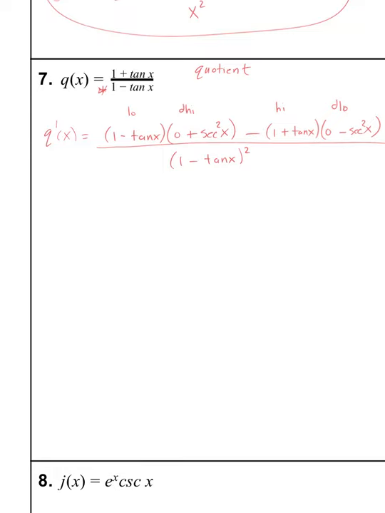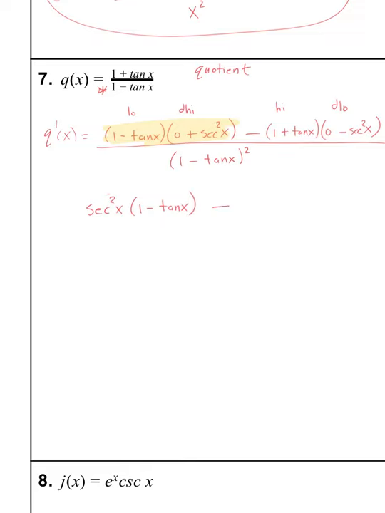Now, to simplify this, I'm going to break this down for you right here. This first term, okay, this 0 is going to go away, but I'm going to rewrite this. I'm going to put this first, and it's going to look like this. Secant squared of x times that binomial, 1 minus the tangent of x. Why do I write it that way? Because then you can easily see the next step is going to be to distribute.